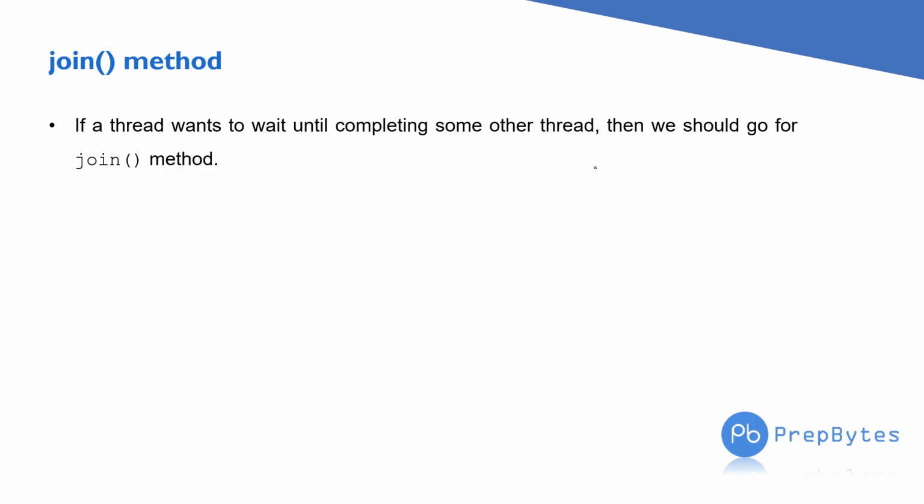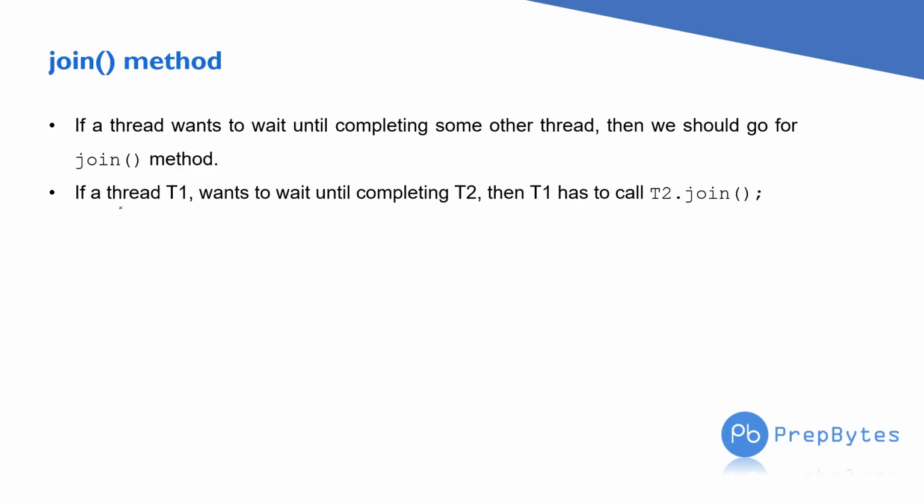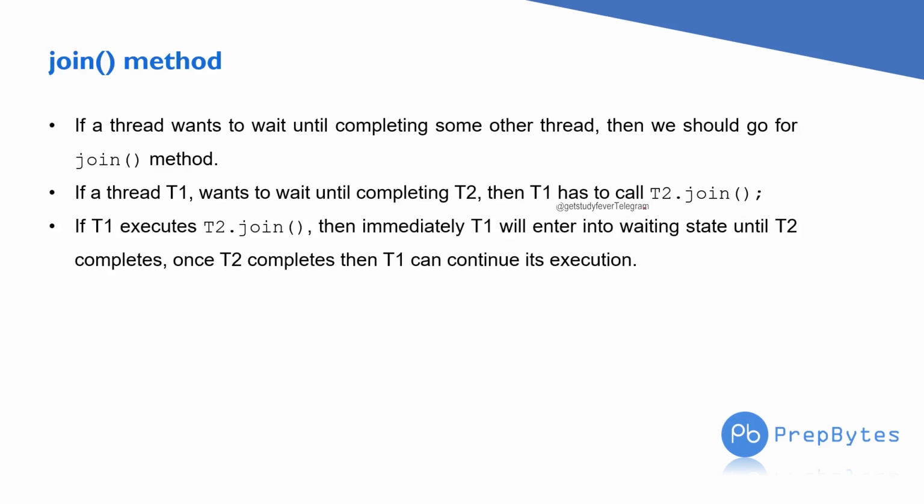So let's see the points. If a thread wants to wait until completion of some other thread, then we should go for the join method. If a thread T1 wants to wait until T2 completes, then T1 has to call T2.join. If T1 executes T2.join, immediately T1 will enter into the waiting state until T2 completes. Once T2 completes, then T1 can continue its execution. This is public final void join, one of the signatures of join.